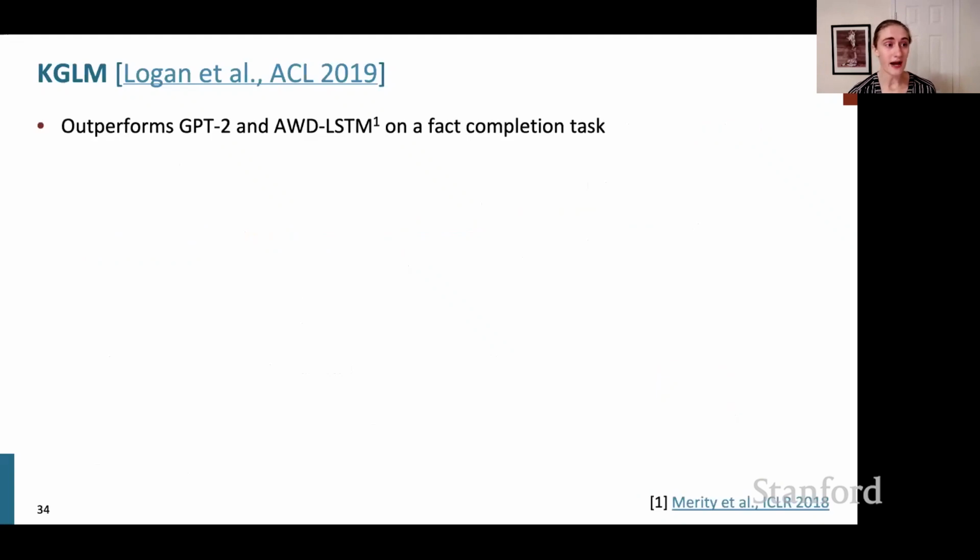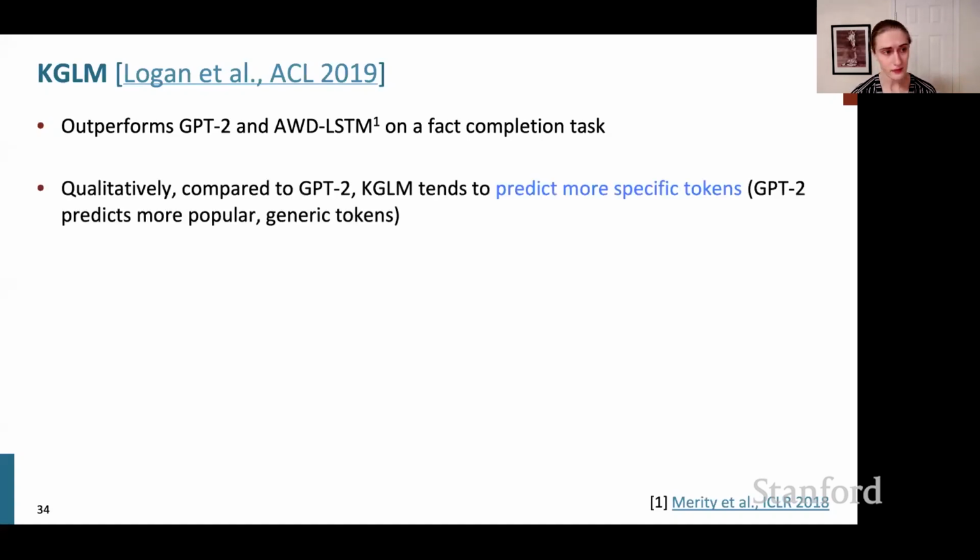So they find that kglm actually outperforms GPT-2 and AWD LSTM, which is a strong LSTM language model, on a fact completion task similar to the fill-in-the-blank examples that we looked at the beginning of the talk. They also find qualitatively that compared to GPT-2, kglm tends to predict more specific tokens, since it can predict these tokens from just copying from the local knowledge graph, whereas GPT-2 will tend to predict more generic tokens. So if you want to predict the birthplace of someone, GPT-2 is more likely to predict New York, for example, and kglm might predict some obscure place.